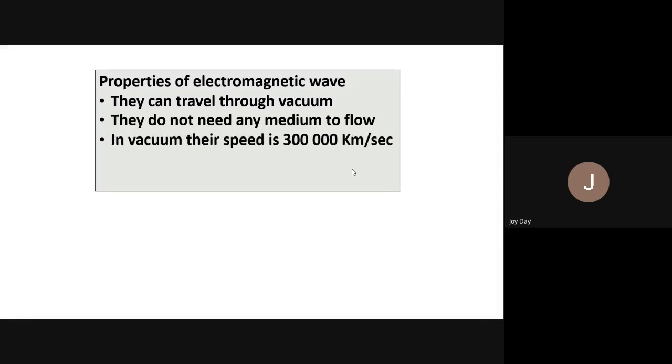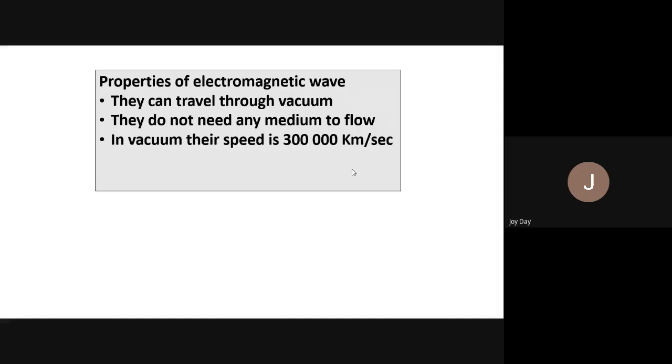The third point is in vacuum they can have the speed of light. As I said earlier, light is a member of the electromagnetic spectrum. Light is an electromagnetic wave, and we know from our earlier lesson that light has its maximum speed in vacuum, which is 300,000 kilometers per second. All electromagnetic waves can flow through vacuum, and when they are flowing through the vacuum they can have this speed. A radio wave can flow with this speed, and gamma rays also travel with this speed.